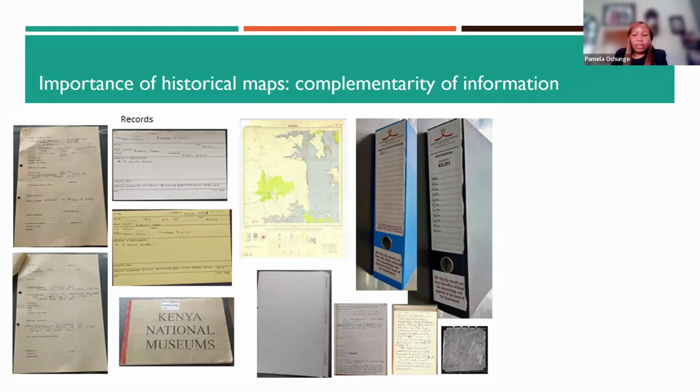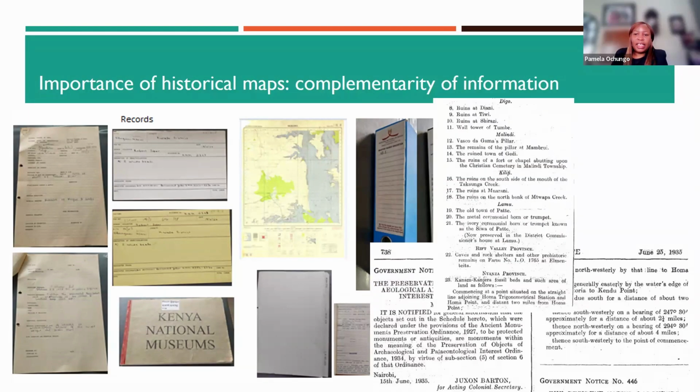So these are the NMK site records, a topo map, a 1935 government notice. That's the government notice from 1935, which gazetted protected antiquities and monuments under the preservation of objects of archaeological and paleontological interest ordinance. If you look at this particular record, the Gazette notice, it's very interesting because it really does not tell you what is where. It just mentions, for instance, ruins at Diani, ruins at Tiwi, wall tower at Tumbe, etc., etc.